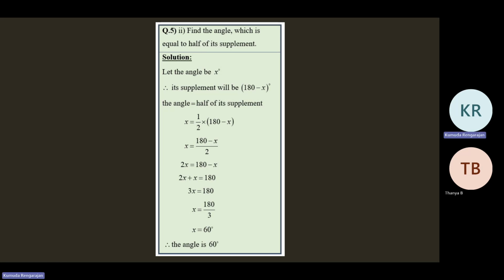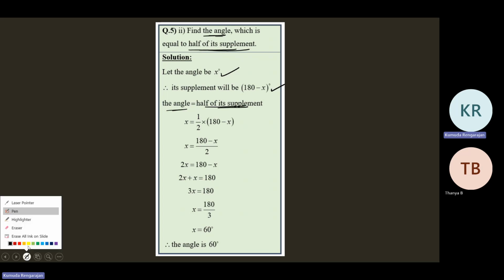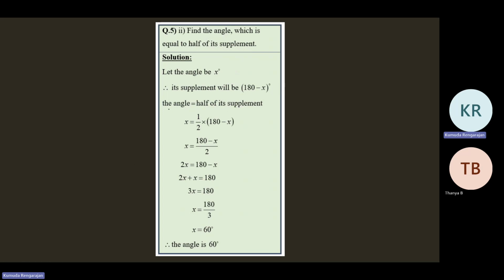Okay, so since here the question talks about supplementary angles, let one angle be x degrees, the other angle is 180 minus x degrees. Now, what is given in the question? One angle is half of its supplement. So, this information which is given in words, convert that to a mathematical equation. Now, as an equation, the angle x is equal to half into its supplement. Supplement is 180 minus x. So that's the equation. On solving this equation, you can find the value of x.